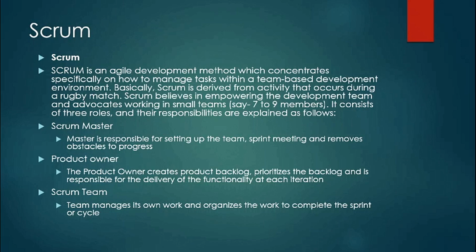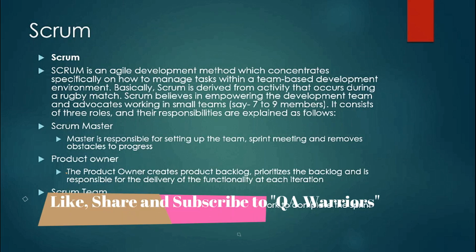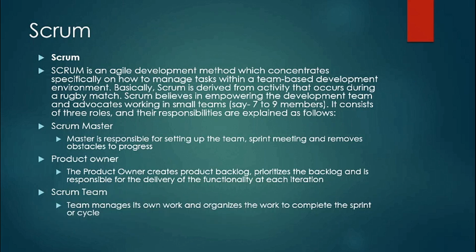The second stakeholder is the Product Owner. The Product Owner creates the product backlog, prioritizes the backlog and is responsible for the delivery of the functionality at each iteration. For example, if you are creating an application, there are several functionalities, and each functionality is divided into stories. The product owner creates the product backlog in which all the stories are stored, and he will prioritize it: which story should come first, which should come next and so on. He is also responsible for the delivery of the functionality at each iteration. Iteration is also called a sprint or cycle.